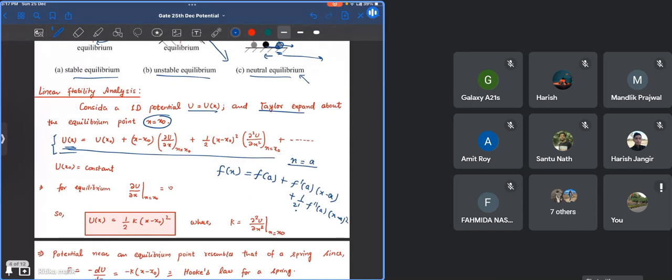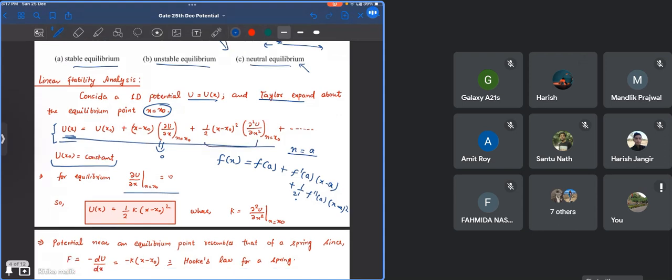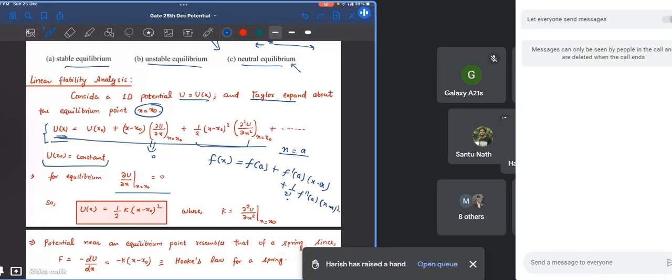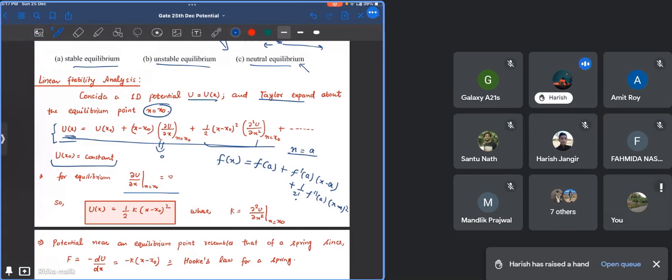So the first term u of x naught is some constant. You can put it 0 as well. The second term is 0 because of the equilibrium condition. Your del u by del x has to be 0. And now this is the third term in this Taylor series expansion. And yeah, someone raised a hand.